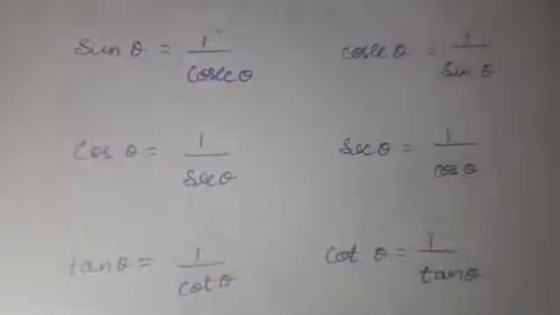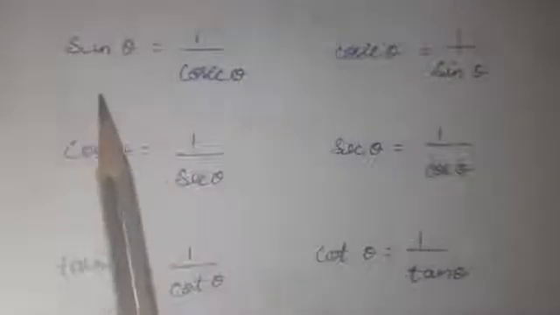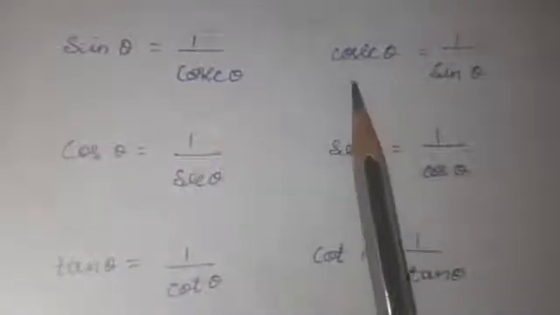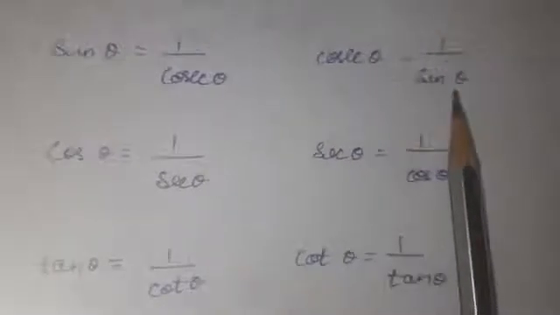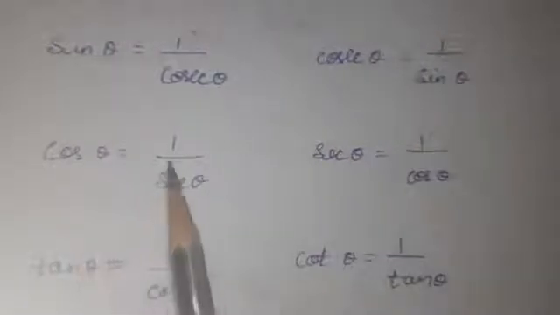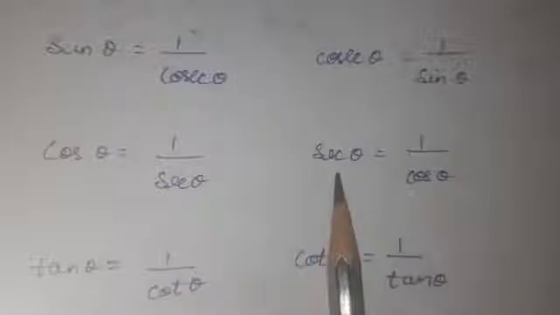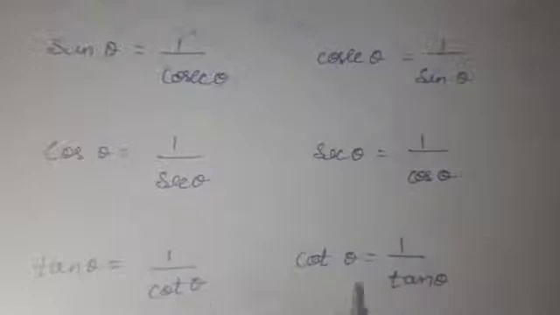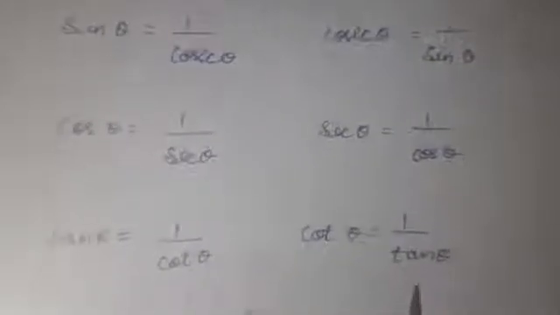Next, we will see the reciprocal ratios. Sin theta reciprocal is 1 by cosecant theta. Cosecant theta is equal to 1 by sin theta. Cos theta is equal to 1 by secant theta. Secant theta is equal to 1 by cos theta. Tan theta is equal to 1 by cot theta. Cot theta is equal to 1 by tan theta.